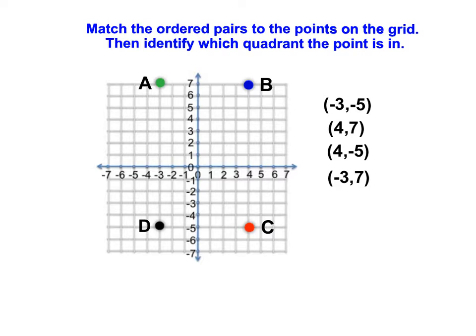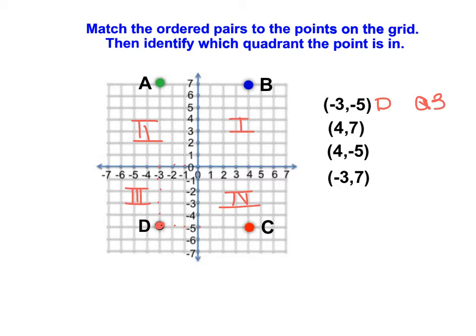So what we're going to do on this slide is match the ordered pair to the points on the grid. Then we're going to identify the quadrant the point is in. So here we start off with x is -3, so I go to where x is -3. And y is -5, so I'm at x is -3, and I'm going down to y is -5. You can see that right here. I know that that is point D. Then remember our quadrants go 1, 2, 3, 4. So I see that D is in quadrant 3.